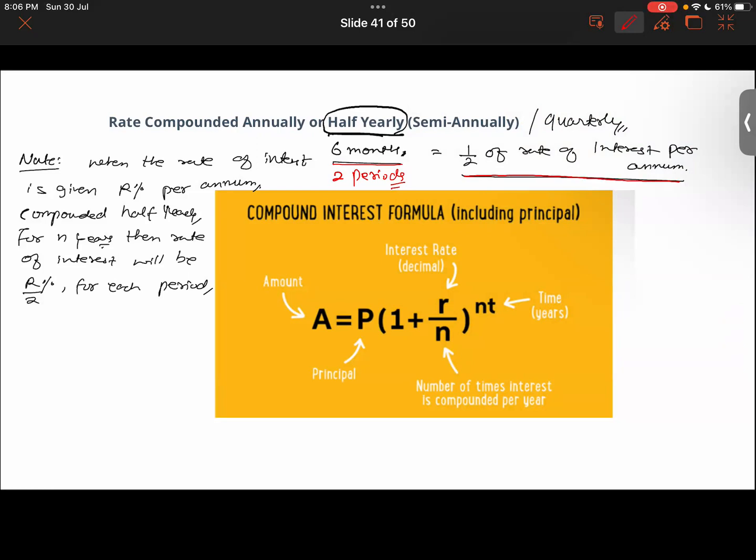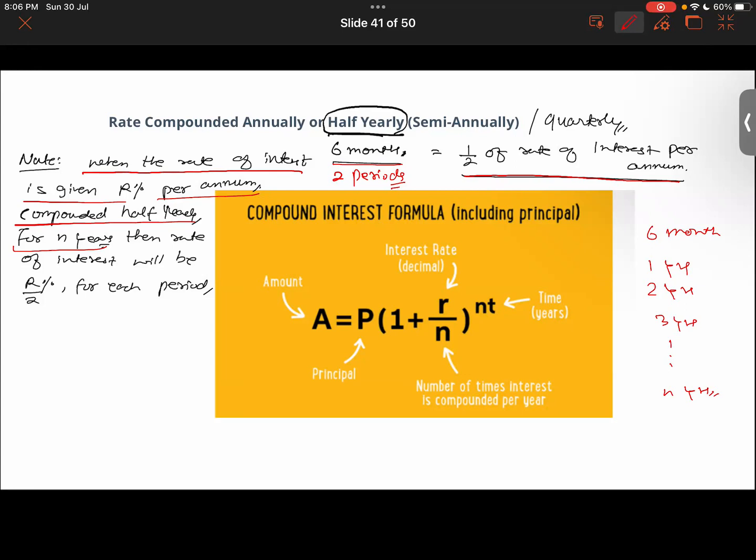And what did I write here? When the rate of interest is given as R% per annum for one full year, now if it is compounded half yearly, that is for 6 months, for two periods, I am compounding the interest on a basis of 6 months. Let's say I am continuing this for 1 year, 2 years, 3 years, or up to n years. Getting it?